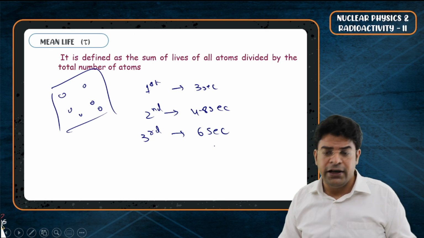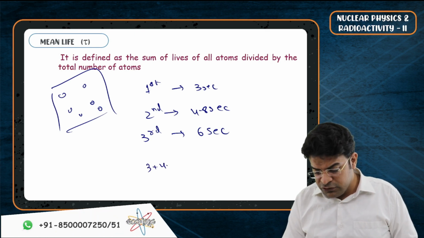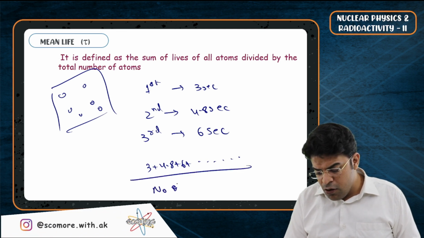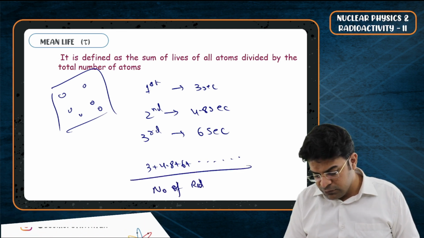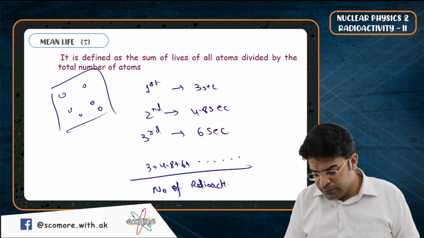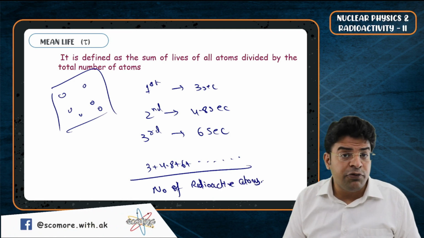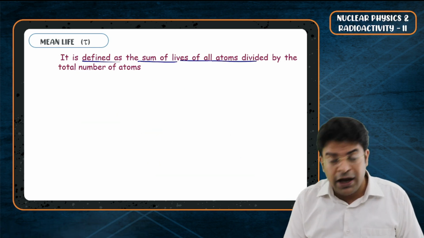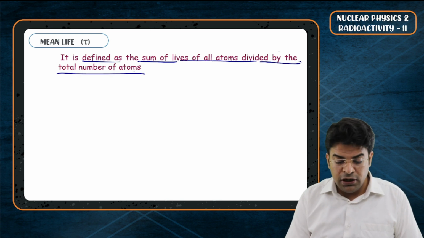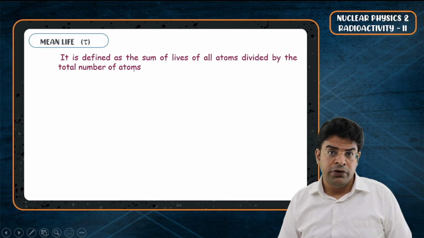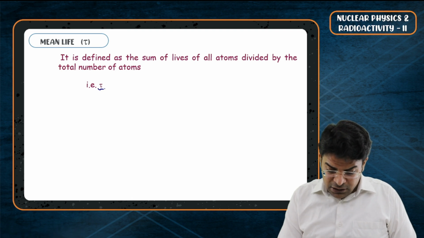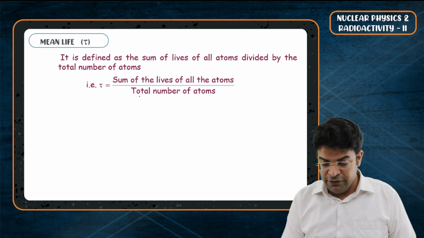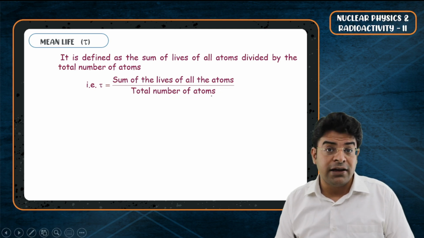So how will you find it? You will simply add up the lifespan of all of them and divide it by the number of radioactive atoms you had, right? Now this is the basic definition of mean life. It is defined as the sum of lifespan of all radioactive atoms divided by the total number of radioactive atoms you had. So we can say that tau, the mean life, equals the sum of lives of all radioactive atoms divided by the total number of radioactive atoms that you had.